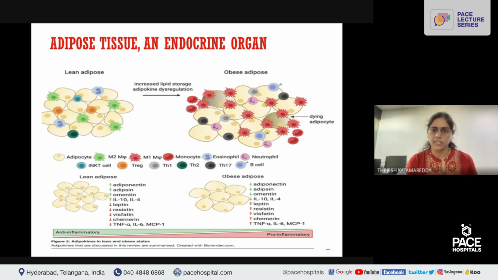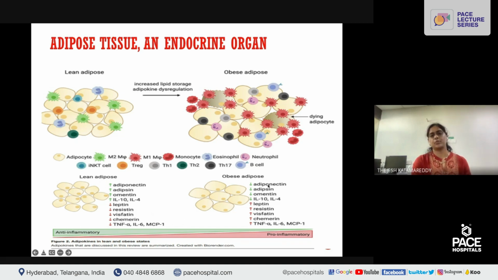These dying adipocytes will release all these inflammatory mediators. So lean adipose tissue has all these adipokines, like increased adiponectin, adipsin, omentin, and IL-6, which try to decrease the inflammatory markers. So there is a smaller amount of leptin, resistin, visfatin, chemerin, tumor necrosis factor alpha, IL-6, and MCPs in a healthy adipose tissue. The opposite happens in the obese adipose tissue. All these factors in the lean adipose tissue are anti-inflammatory.